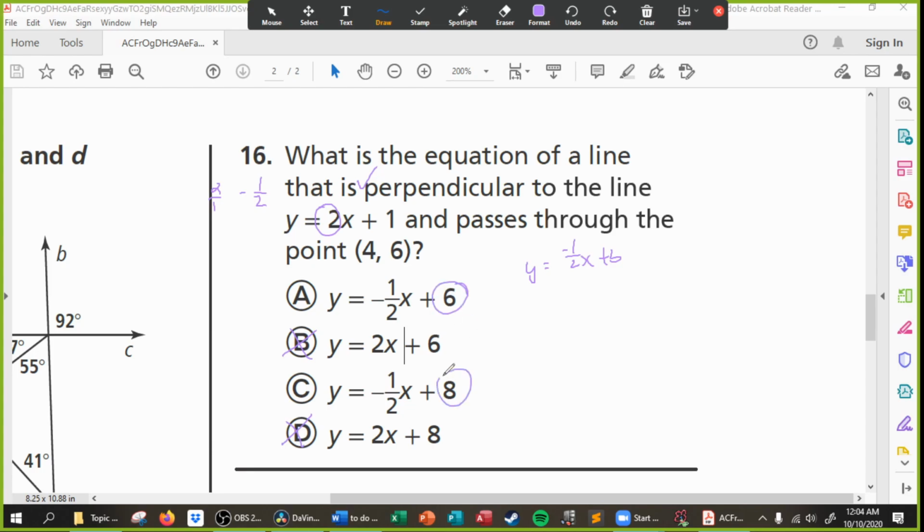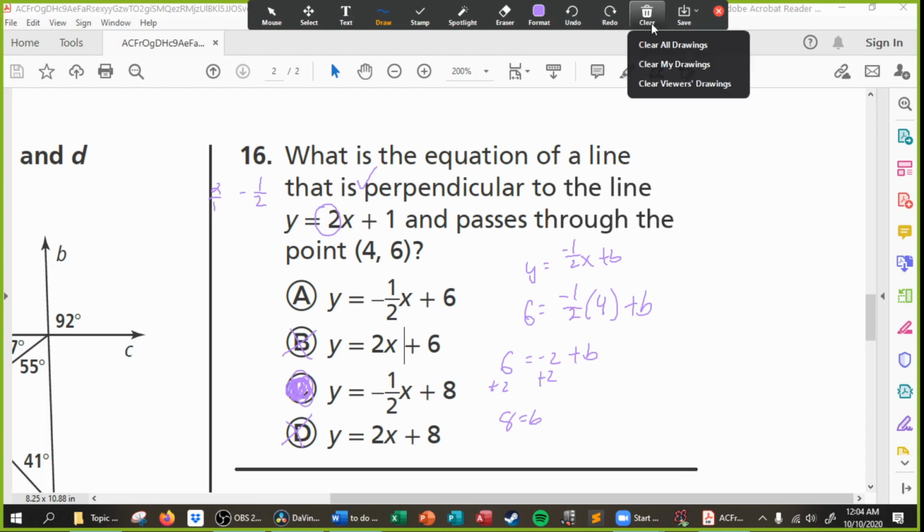Now I just need to know, is it going to be +6 or +8? Throw in my points. We could do that because multiplication is commutative, but let's keep it in exactly the order that it is shown. This gives me 6 is equal to -2 plus b. Add 2 to both sides, and I get 8 is equal to b. C is my final answer. So we've done that a couple times now. Hopefully that helps. Let's look at our last few.